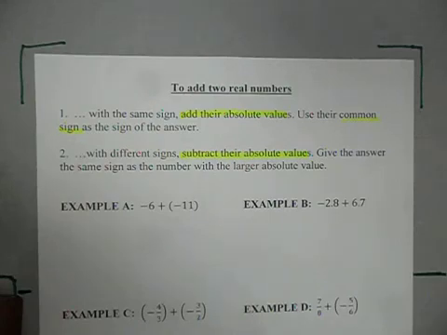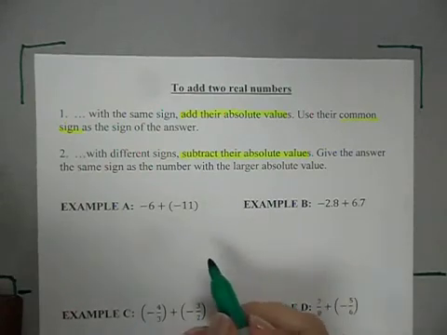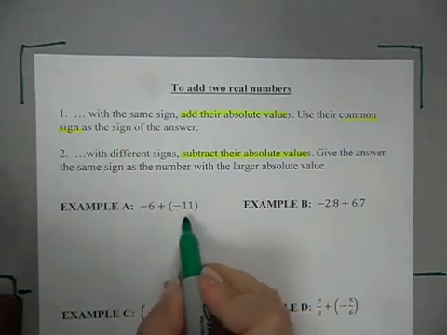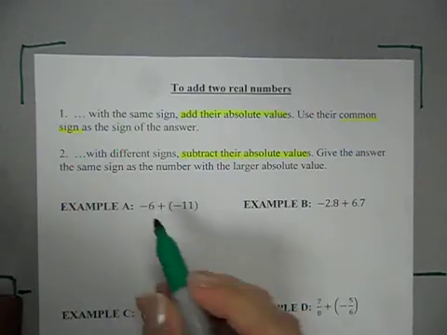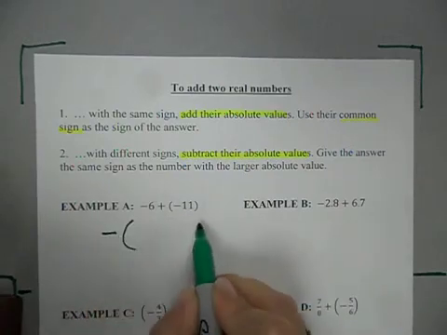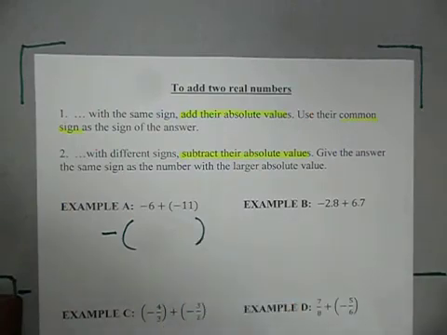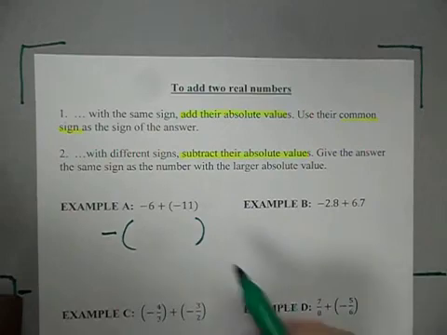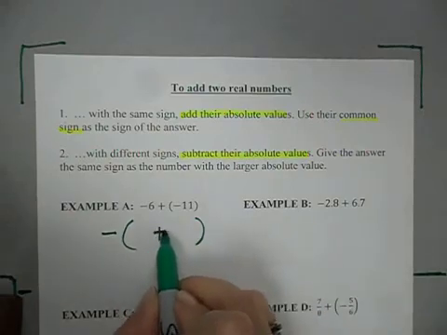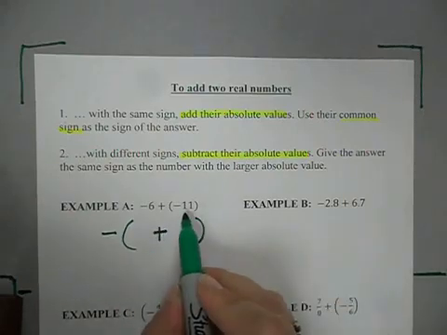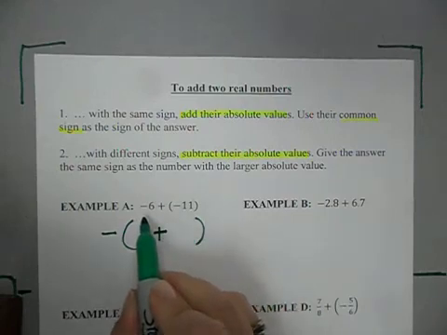So here we go. Example A, -6 plus -11. Both of these are negative numbers, so I know my answer will be negative. And I'm going to put a set of parentheses to indicate that I'm using the rule. The rule when they have the same sign is to add their absolute values. So I'm going to do the absolute value of the larger plus the absolute value of the smaller.